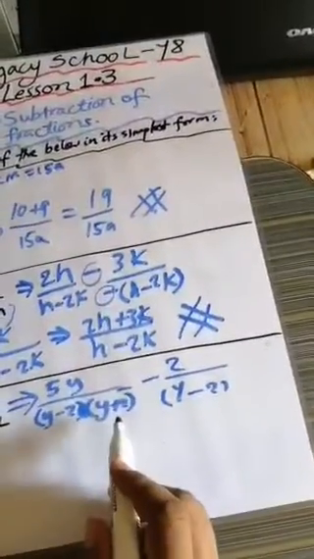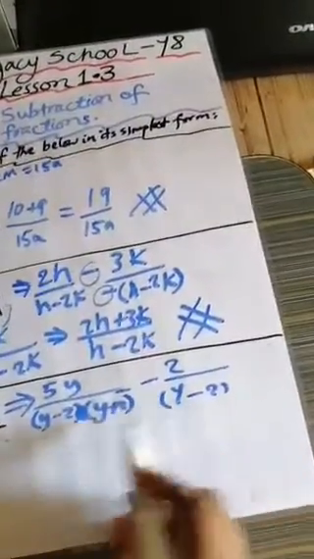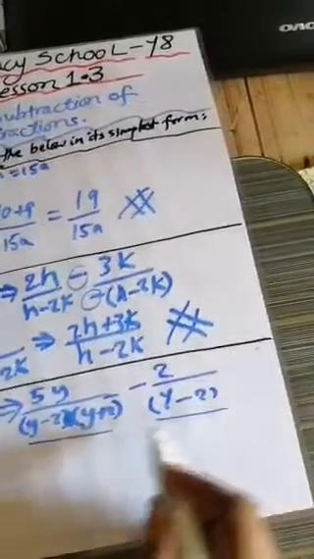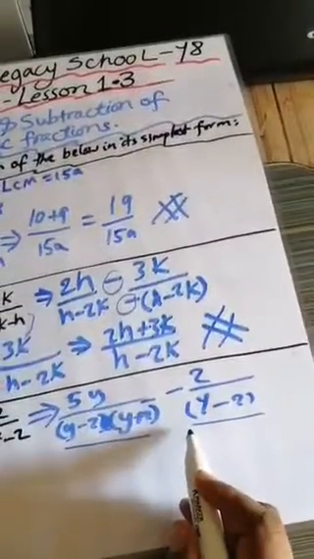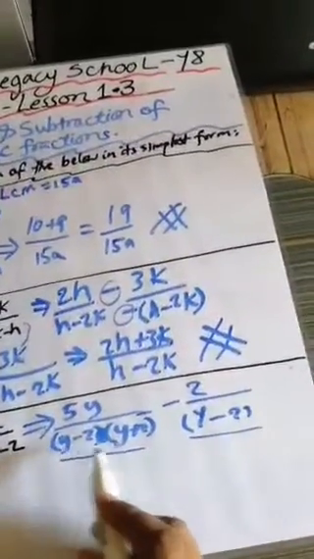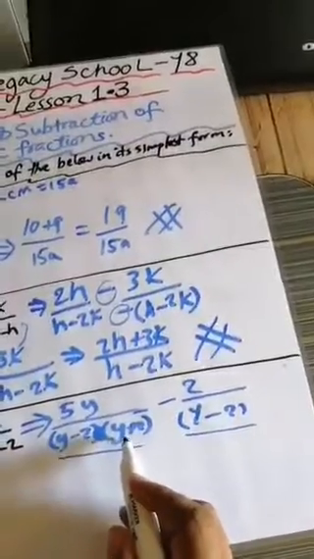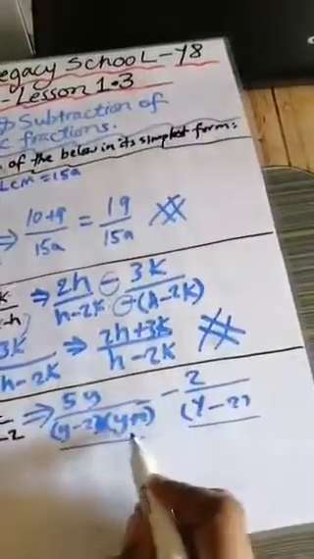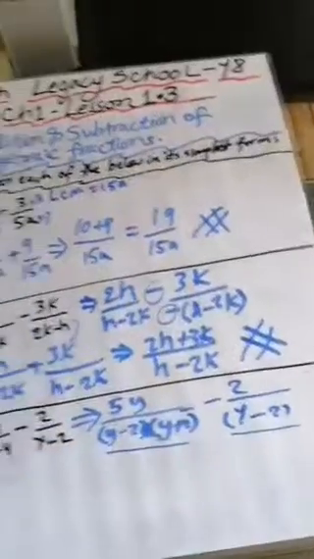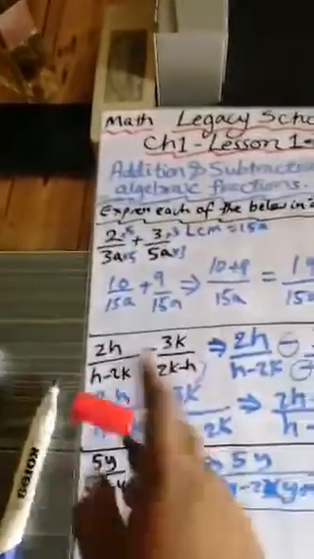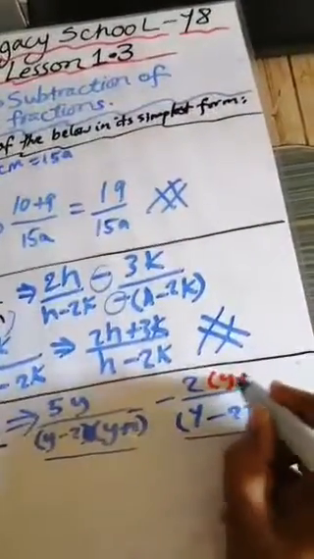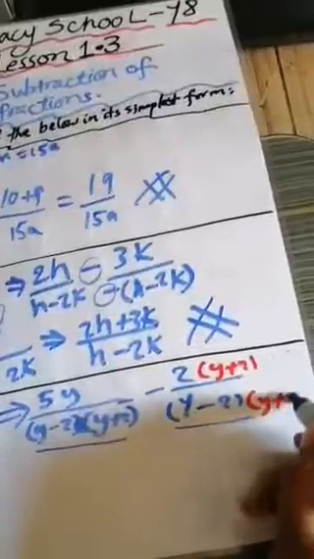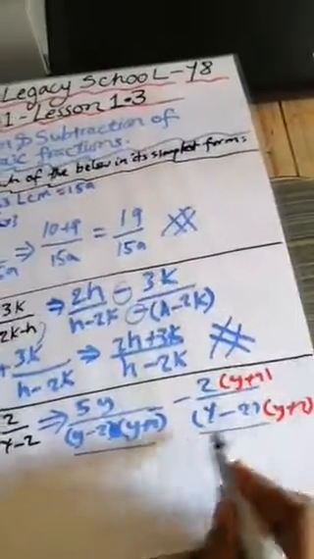Now, y minus 2 y plus 2 and y minus 2, I need to make a common denominator, or lowest common multiple, which will be y minus 2 y plus 2. So I need to multiply this fraction by y plus 2 to make it similar to it. So I will be multiplying this fraction by y plus 2 over y plus 2. So now I have a common denominator.